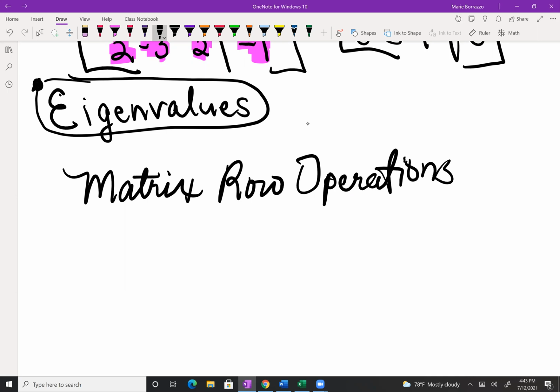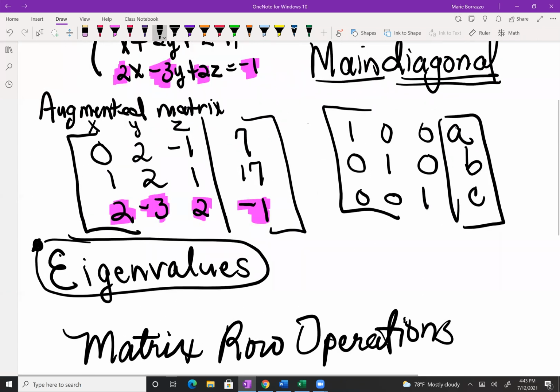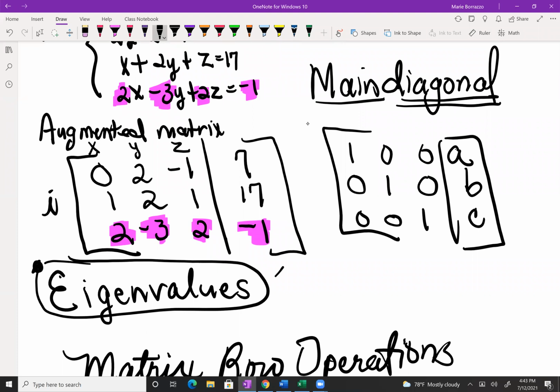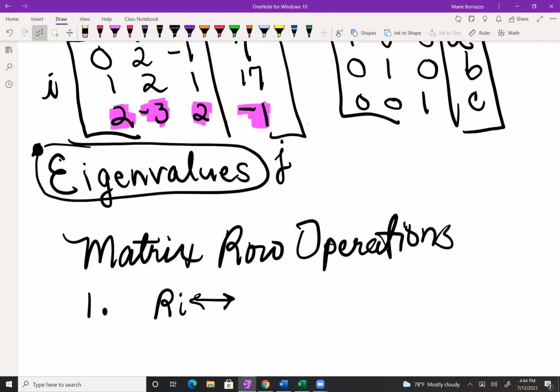So matrix row operations, there's 3. The first one is you can exchange a row for another. They call them I and J, by the way. So when you think of these rows, they are known as I and J values. Columns and rows, basically. So you can swap row I and row J.